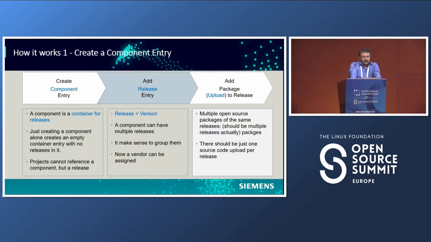First you need to create a component. That's the basic container where you keep or track your releases. A release is basically a version of that component. And then you add packages to the release. Earlier we didn't have the package portlet, so if you wanted to use multiple packages, you had to maintain them in a release structure, but with the package portlet, it will be easier.